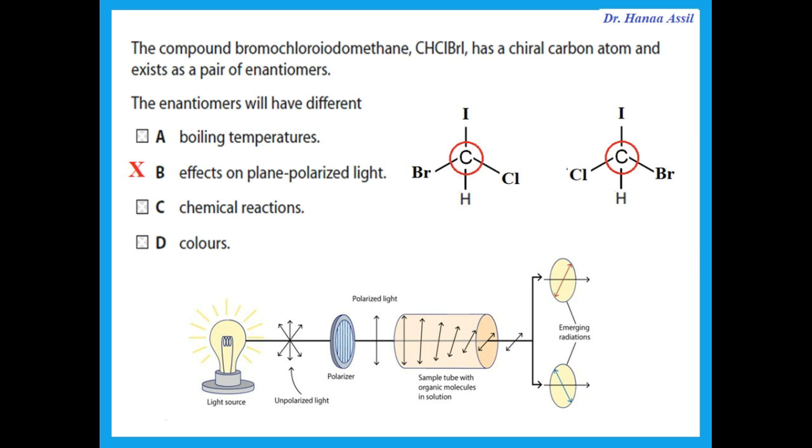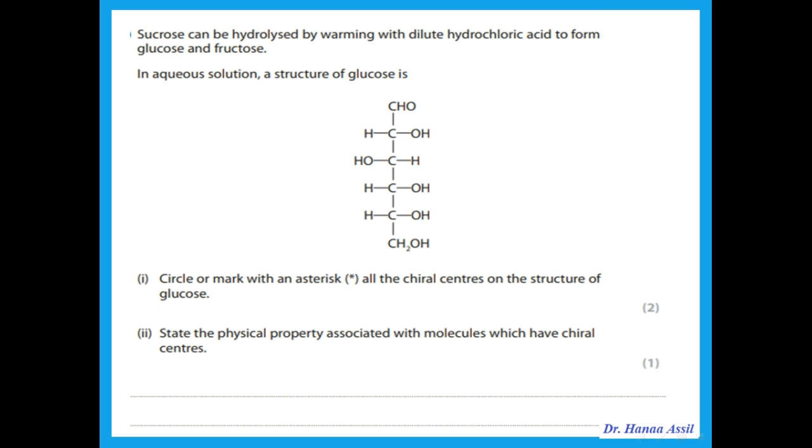Please remember that enantiomers are compounds that are mirror images of each other, and they have a chiral carbon atom, so the mirror images are not superimposable on each other. They will be similar in everything except the direction in which they rotate the plane polarized light.